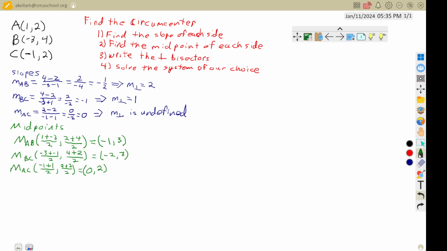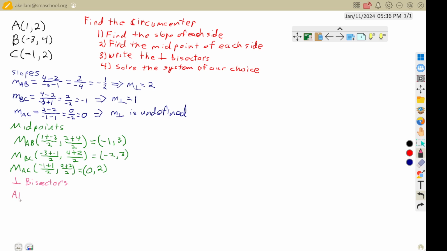Okay, so now we need our perpendicular bisectors. Now, you only really need 2 of them. I recommend writing all 3 just so that you can make an informed decision when we get to step 4. So we're going to write all 3 here, but really you could just write 2, solve whatever system you get, and go from there.